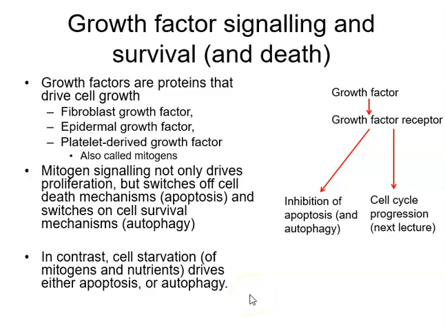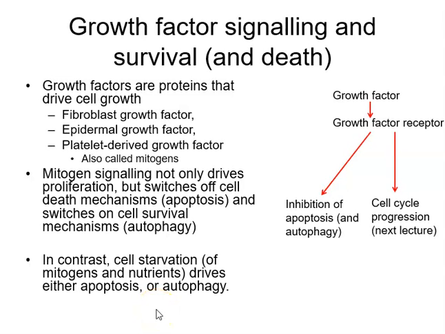So cell death is tightly and intrinsically linked with proliferation. If cells are receiving growth factors, they are being told to proliferate, and we've covered that in the cell cycle lecture. That generally means that a cell is in a position where there are plenty of nutrients, it's receiving growth factors, and that is driving proliferation. Growth factor signaling generally is anti-apoptotic, it's pro-survival. So mitogen signaling not only drives proliferation, it also switches off many cell death mechanisms and causes cells to survive.